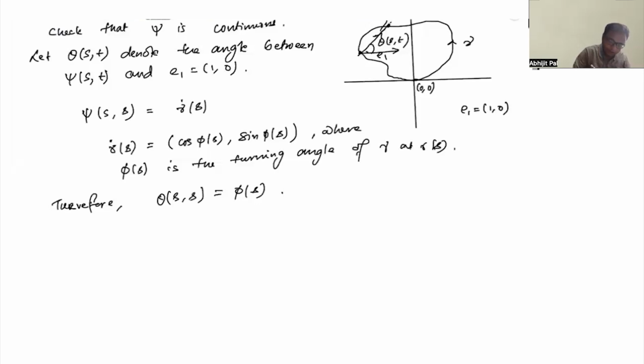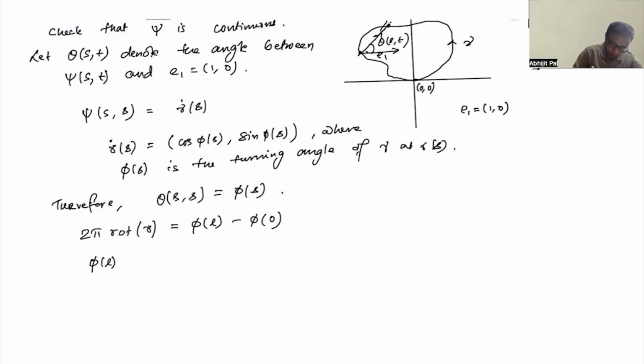Now recall, what do you mean by rotation index? The rotation index is an integer. 2 pi times the rotation index of gamma is equal to phi L minus phi 0. So what you have to show is that phi L minus phi 0 is equal to 2 pi. If I prove this, then the rotation index of gamma will be plus 1.